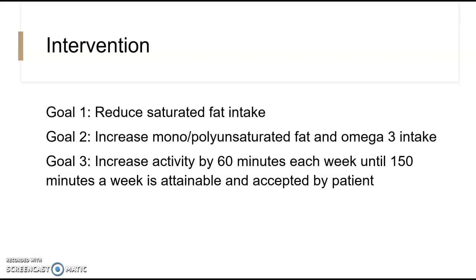Goal two is to increase mono and polyunsaturated fat and omega-3 intake. This can be done by adding fish to his diet, maybe one night out of the week instead of the meat, eat fish, or he can add some healthy snacks like walnuts, avocados, something like that. And goal three is to increase activity by 60 minutes. And eventually we want him to get up to 150 minutes a week, but he needs to accept that.